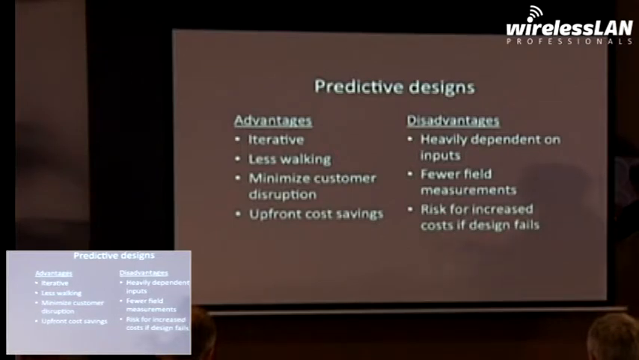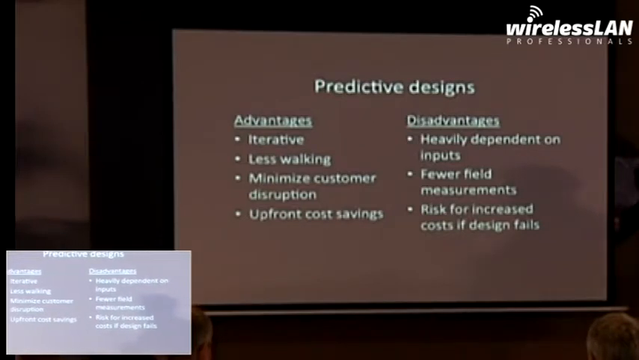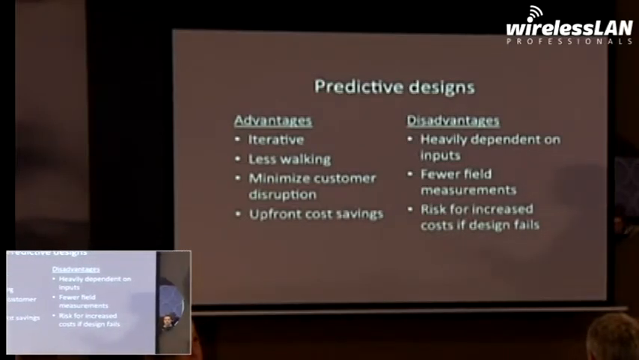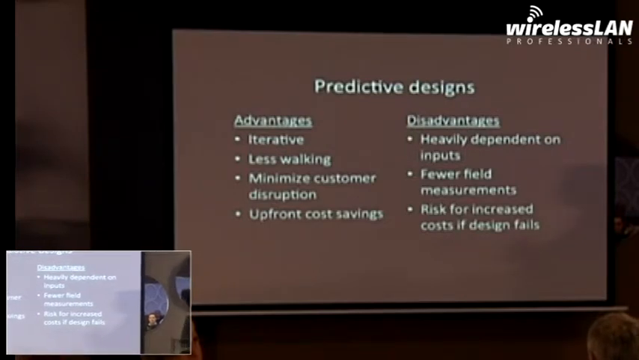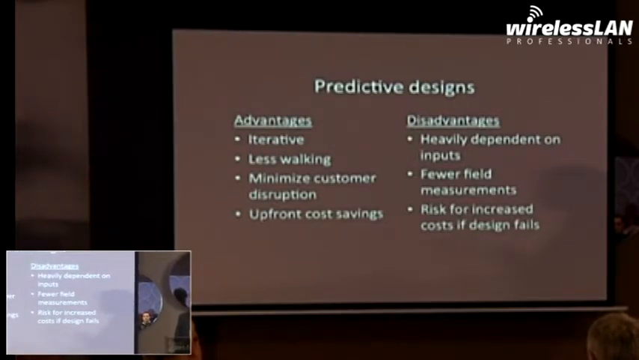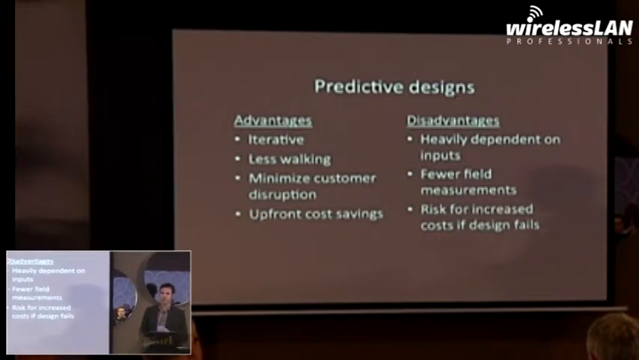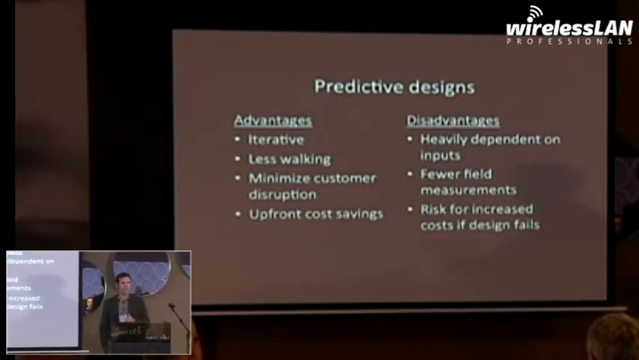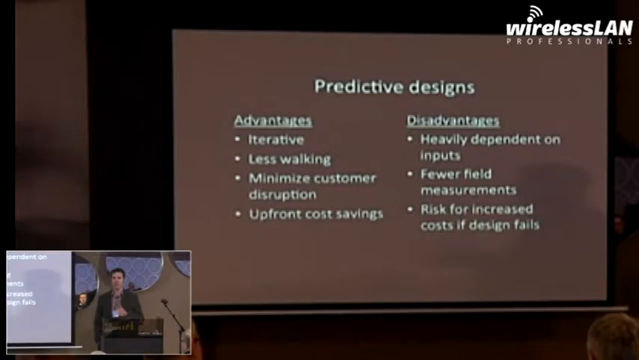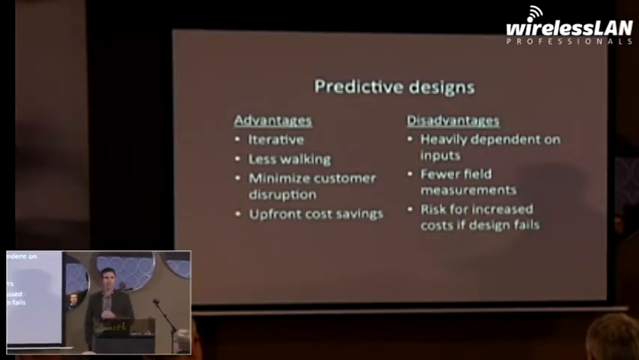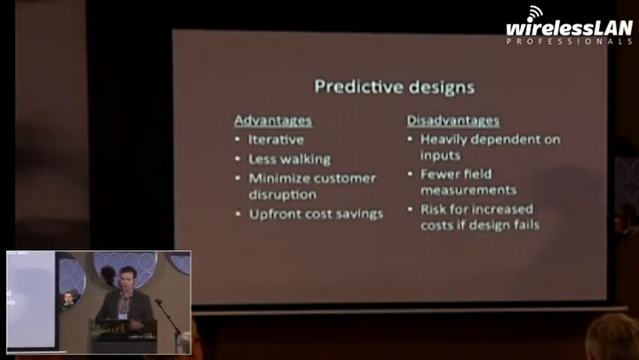Taking this approach, you don't need to spend as much time on site, but your design is heavily dependent on the inputs into your design. So the accuracy that you incorporate for your attenuation and the accuracy of the propagation pattern from your antenna contributes to the amount of error that you have in your design. And so the risk with predictive designs, if you don't account for accurate inputs, is you may end up spending a lot of money redesigning your network after it's been deployed.